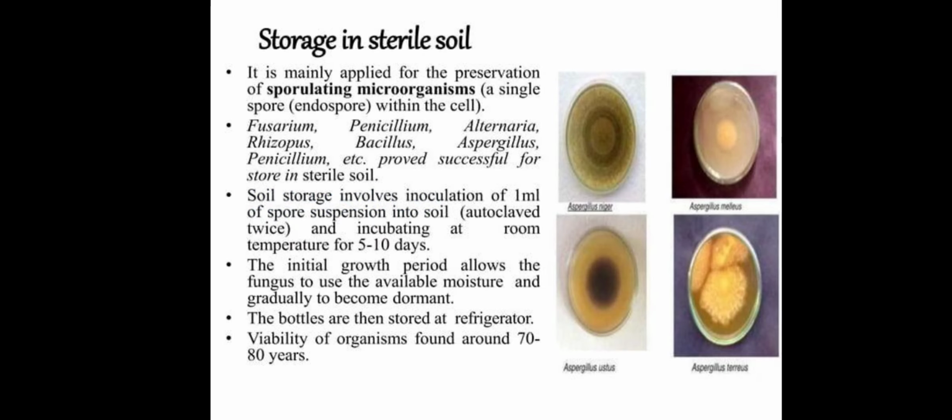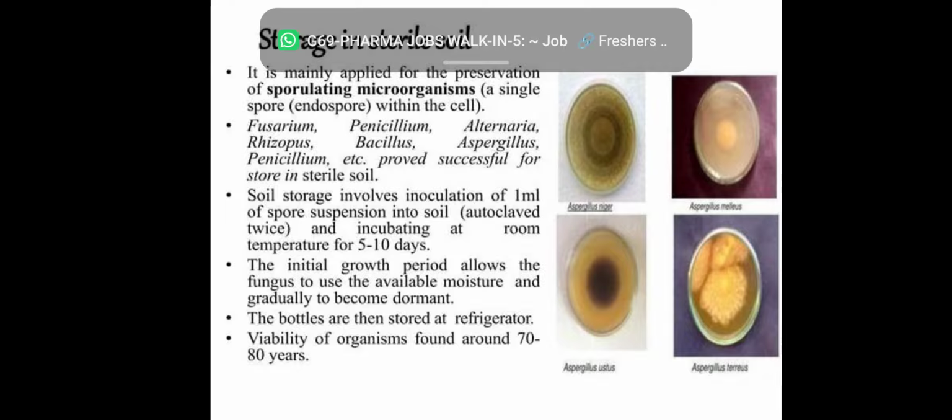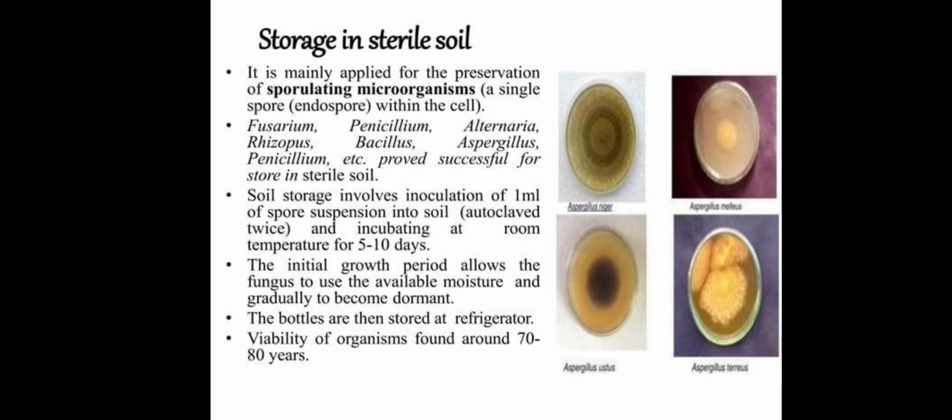Storage in sterile soil is mainly applied for the preservation of sporulating microorganisms, such as fungi, that store as spores within cells. Soil storage involves inoculation of 1 ml of spore suspension into soil, autoclaved twice, and incubating at room temperature for 5 to 10 days. The initial growth period allows the fungus to use the available moisture and gradually become dormant. The bottles are then stored in a refrigerator. Viability of the organism is found to be around 70 to 18 years.